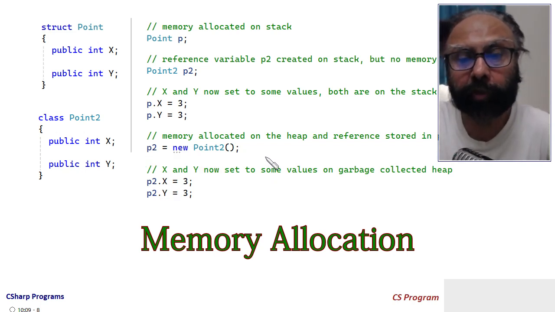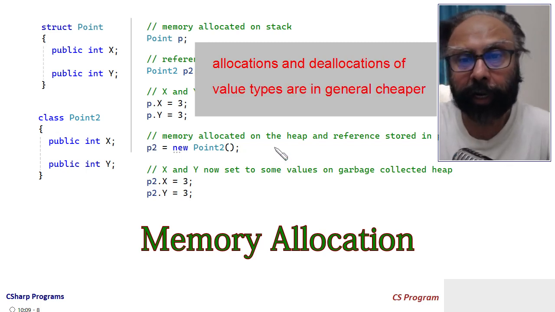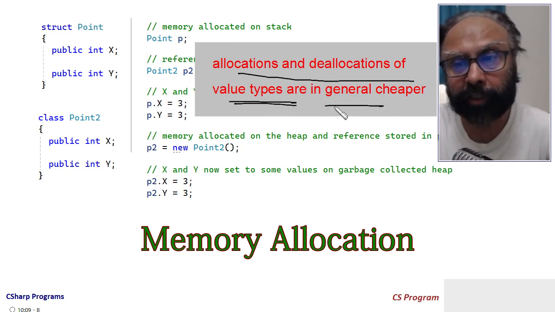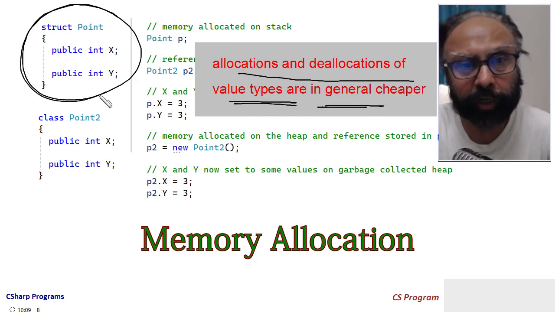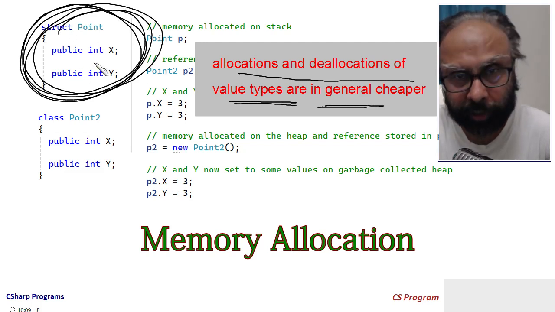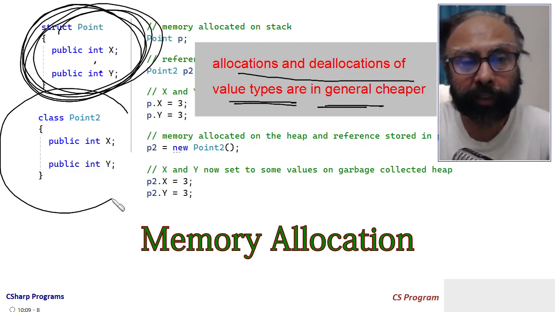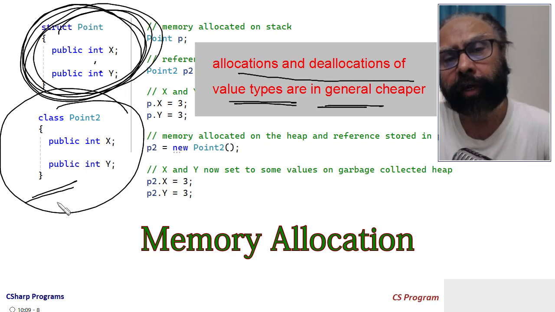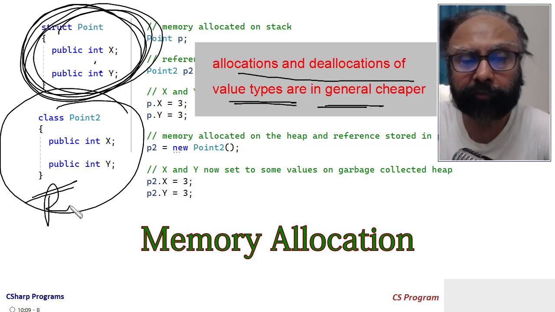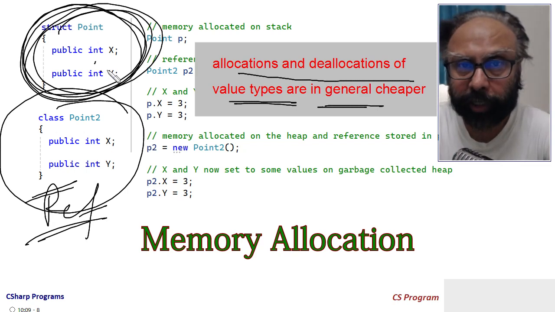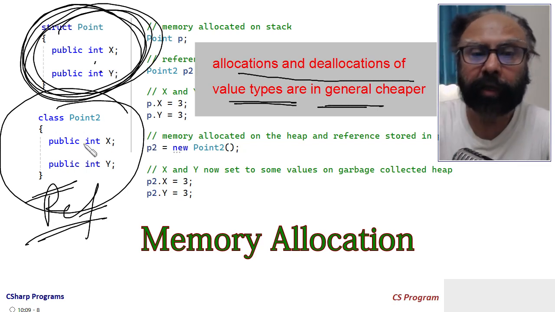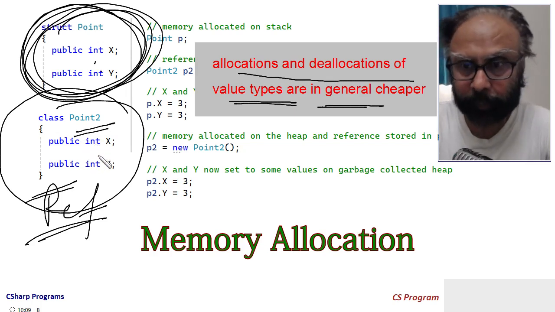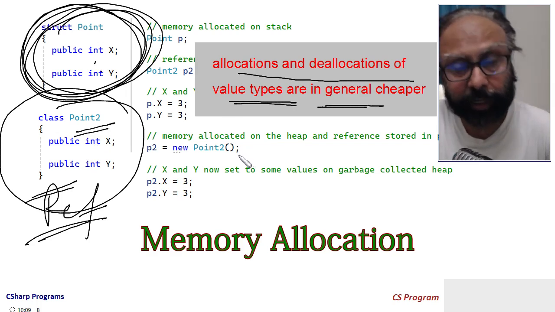Let us now move to the next part, and here we'll summarize this part: allocations and deallocations of value types are cheaper. These are value types because they contain their own data, and these are ref types because they are allocated on the heap. These are called ref types, and these are value types. They contain their data, but the address of these is what is actually manipulated. So this is the first thing that we have taken.